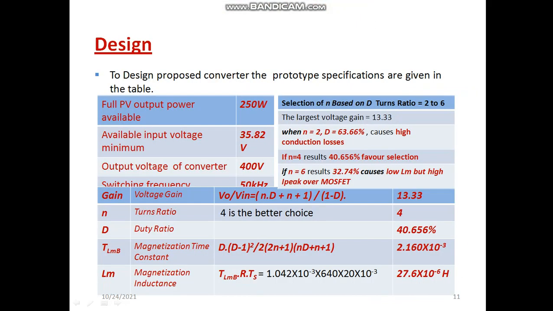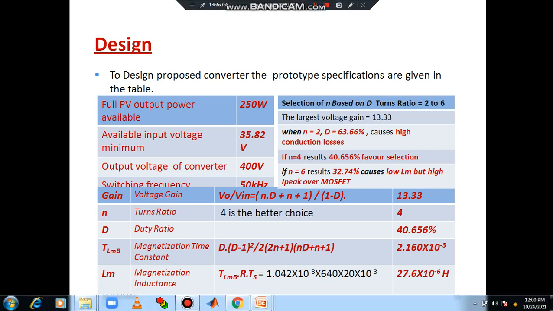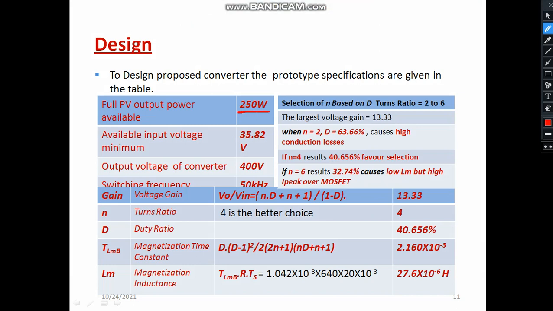And regarding the design, the PV panel which I have chosen is 250 watts. The available input voltage from the PV panel that I have selected as 35.82 volt after conducting the PV panel testing. The output voltage needs to be boosted up to 400 volt. The switching frequency I have selected as 50 kHz. I have to go ahead with the high switching frequency. Else, if the switching frequency is very less, I need to increase the board size. That is not convenient for me.